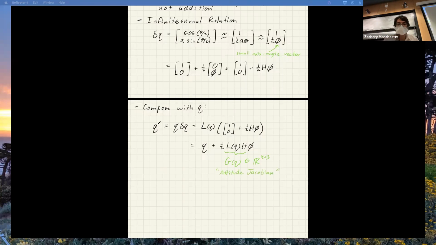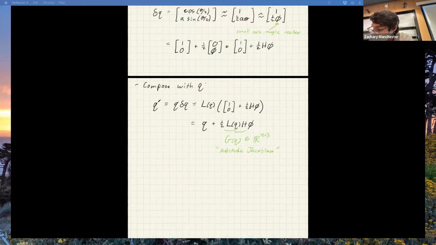So all you need to know is, whenever you see a quaternion that you want to differentiate in a function, you're going to take the derivative as normal and then slap on this attitude Jacobian, and things will generally work out the way you expect.